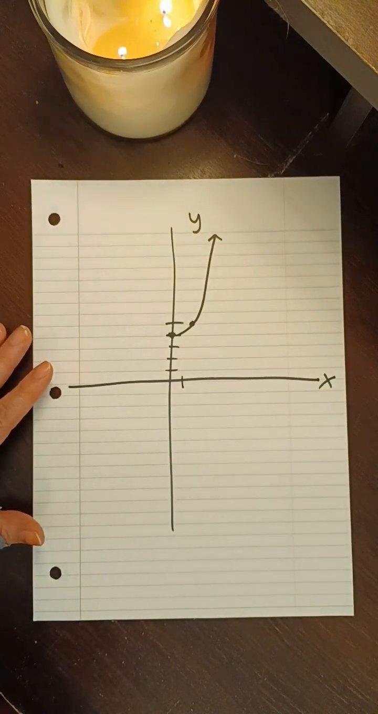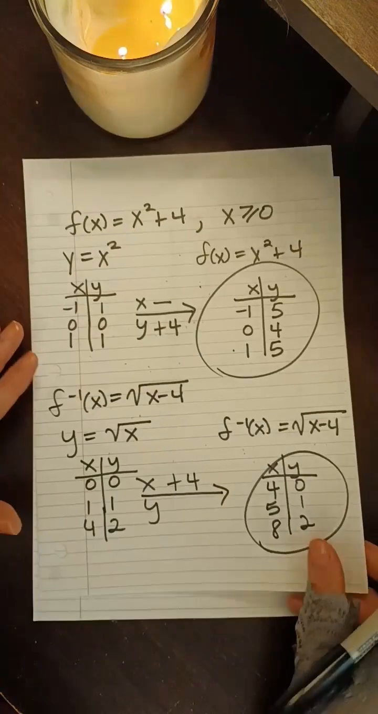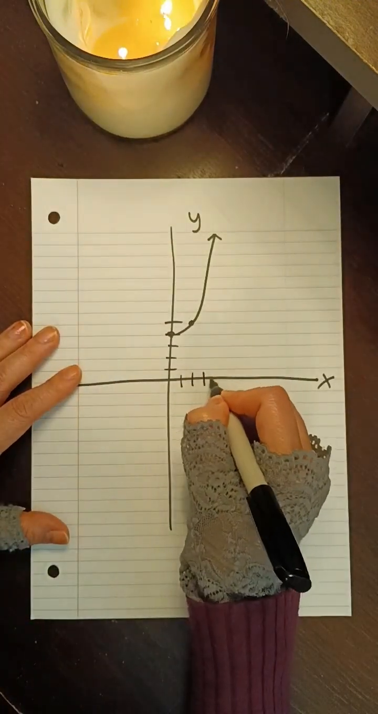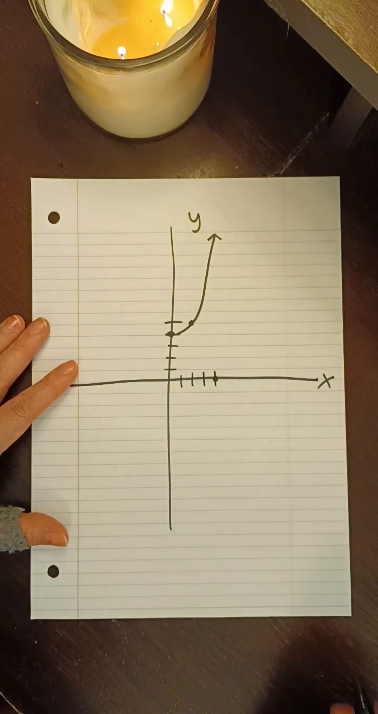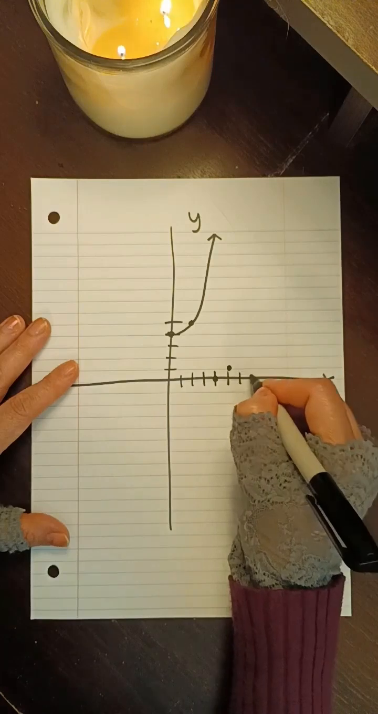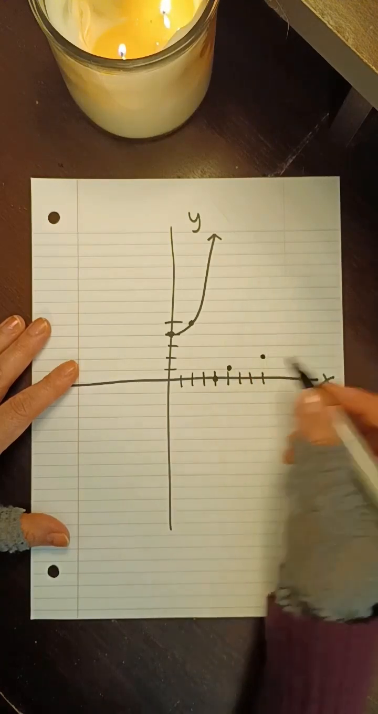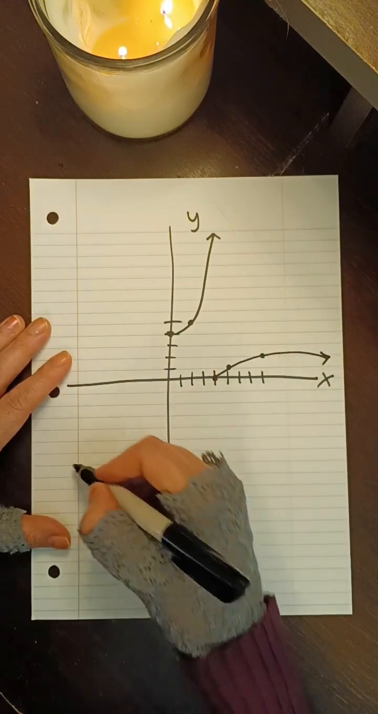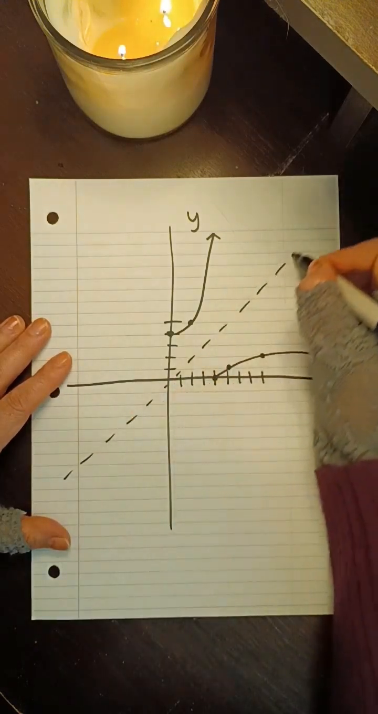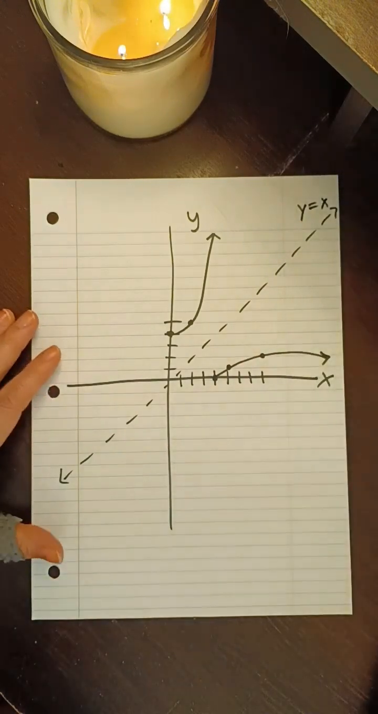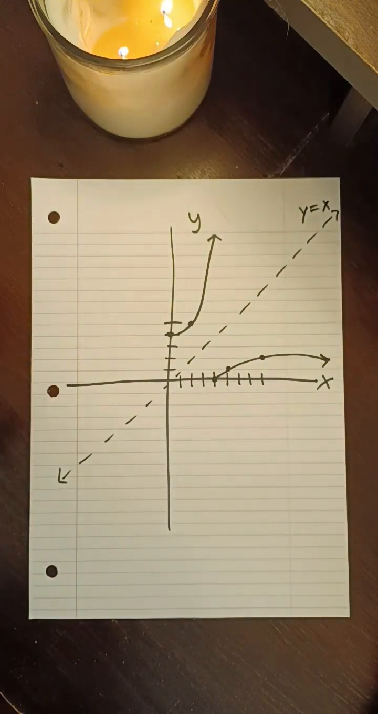And then now we're going to graph these numbers. So we have 4, 0, 5, 1, and 8, 2. And then the shape of the square root graph goes like this. And if you look at the two graphs, they're a reflection about the line y equals x.